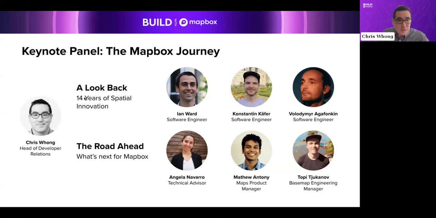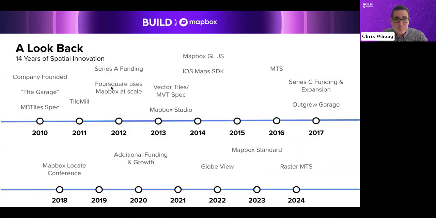All right, let's take a quick peek. We look back to the founding of Mapbox back in 2010. We can see some pretty important key events here and some technologies that we innovated on: MB tiles, TileMill, the vector tile spec, and the Mapbox tiling service, making a full product out of importing and setting up tiles in the cloud. We've had a conference, we've had various rounds of funding, and we innovated on the globe view and Mapbox Standard, new ways to visualize and build maps.